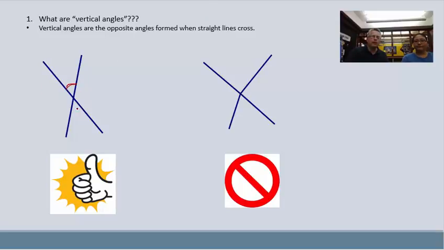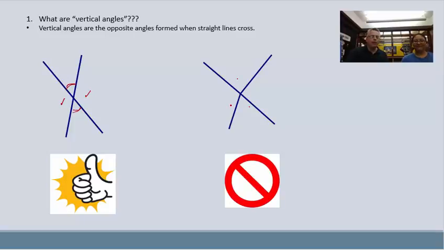So these two would be vertical here. They're the opposite angles. And actually we have another pair. This angle and this angle would be vertical. But they have to be straight lines that cross. So here we don't have vertical angles because these are not straight lines. This line is bent. So there are no vertical angles here. This angle and this angle, they're not vertical. It has to be when straight lines cross.